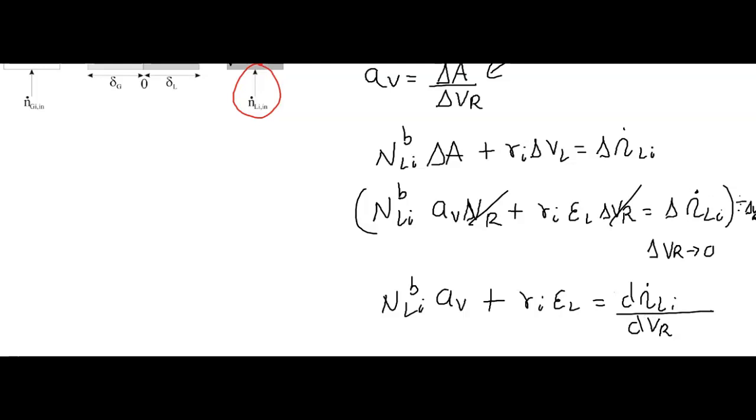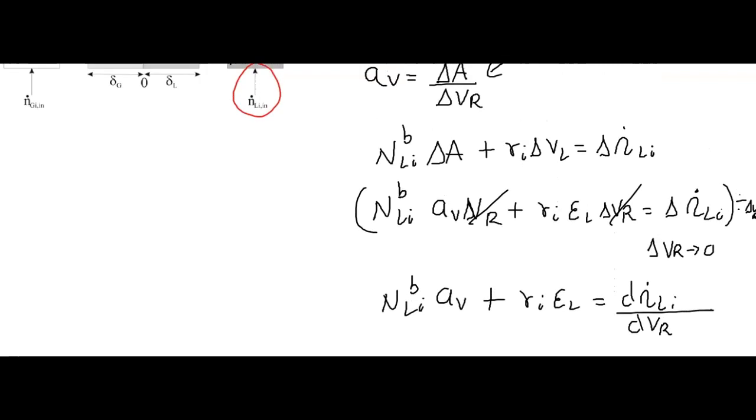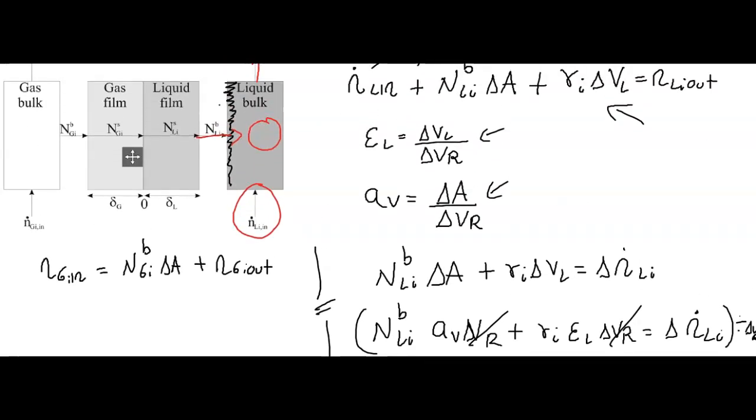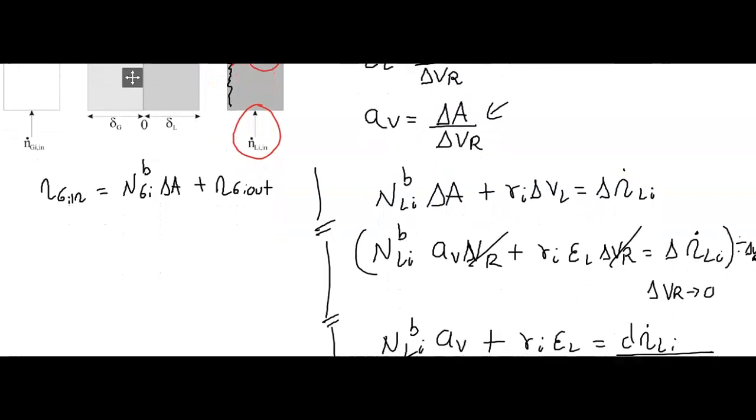And now we do the same for the gas. Let's maybe do it just here, on the other side, and we'll say that N of the gas that comes in, of course of I, is equal to the flux of the gas of I from the bulk plus whatever leaves. So here we need to keep in mind that we are assuming that the reaction happens only in the liquid bulk and in the liquid film, so no reaction happens in the gas phase. That's a very common assumption.